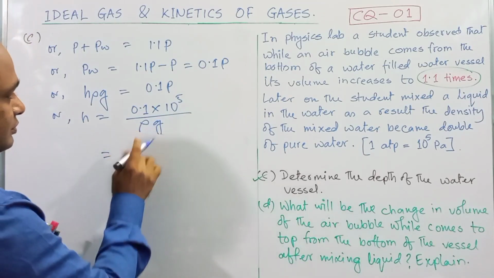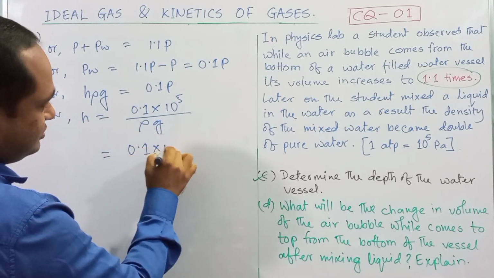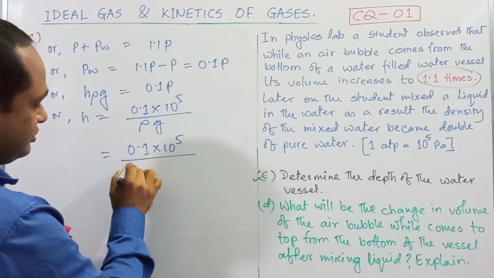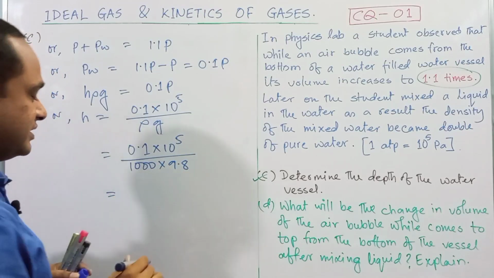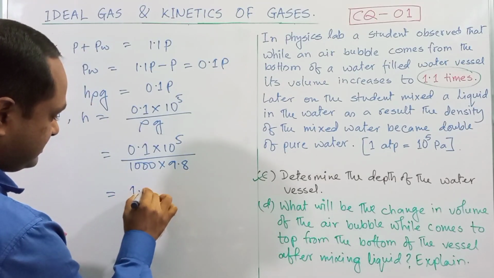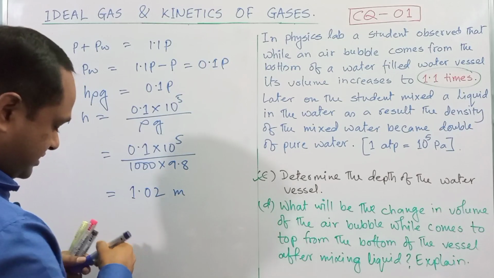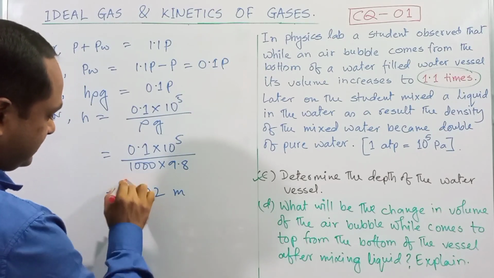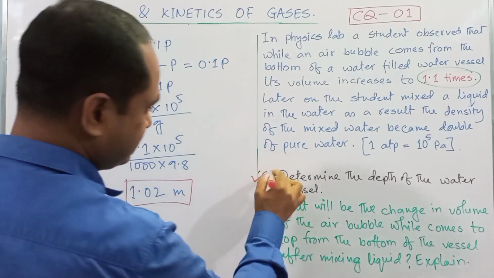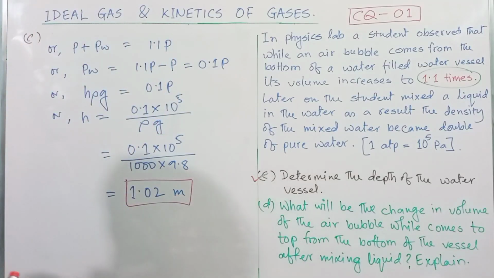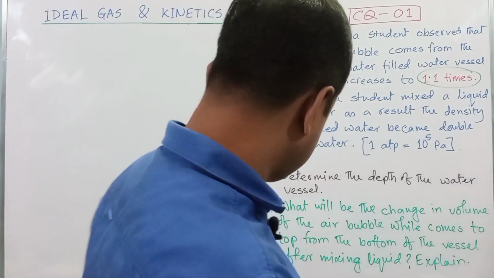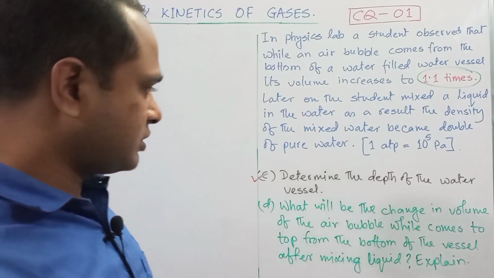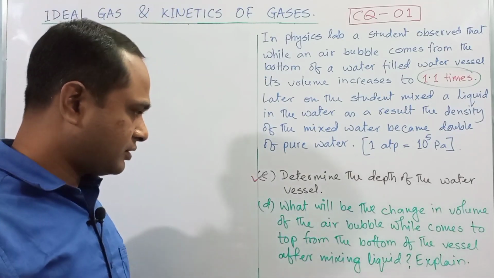So using the value of rho and g, 0.1 into 10 to the power 5, rho means 1000 into 9.8, and after the calculation you will get 1.02 meter. Dear student, this is the final answer for question C, that is, the depth of the water vessel was 1.02 meter.